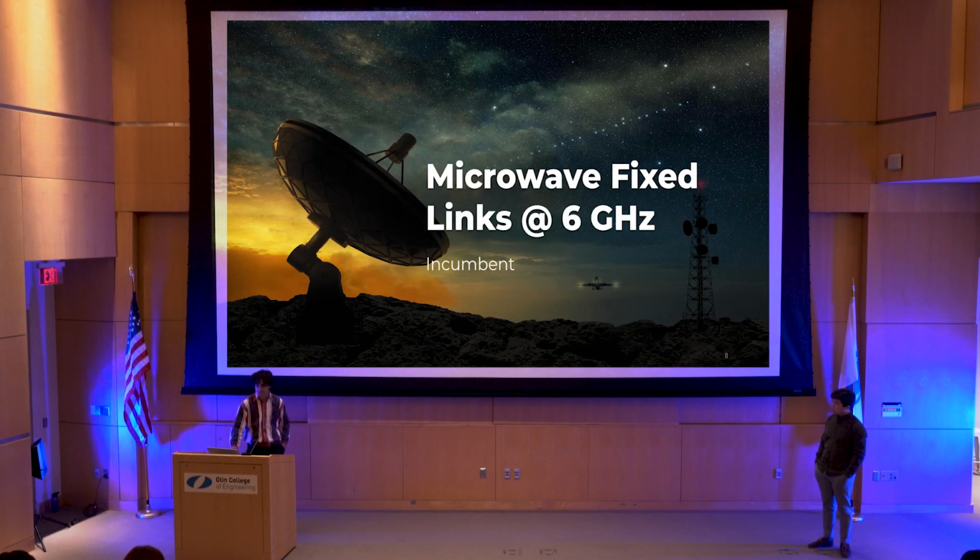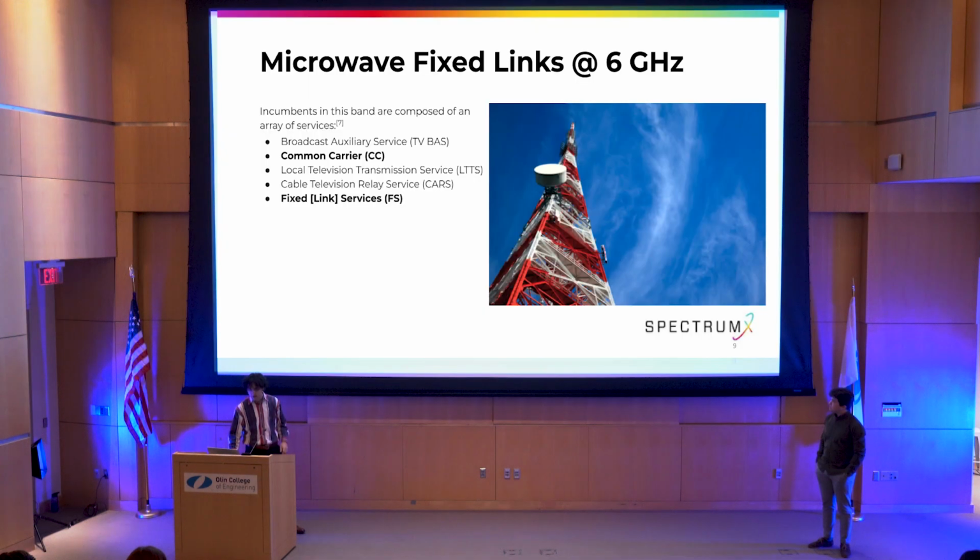So next, we're going to talk about microwave fixed links at 6 gigahertz. These are the incumbents to this area. What we mean by microwave fixed links is these services that have been here for a while, that are really reliable, that society just can't really go without, and they need to be up all the time. So what we're talking about here is broadcast auxiliary service, common carrier, local television transmission service, cable television relay service, and fixed link services. The two that we have in bold, we're going to dive into a bit deeper because they're kind of the meat and potatoes of this whole organization.